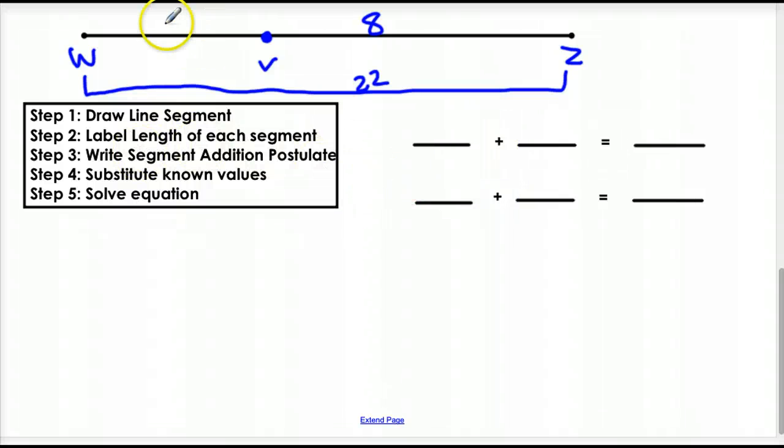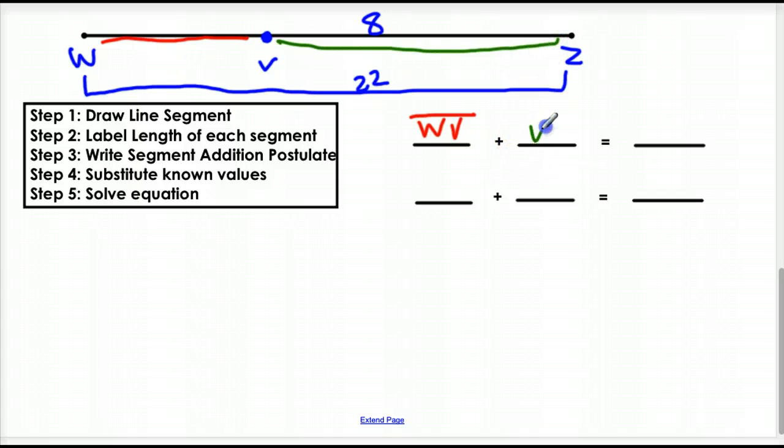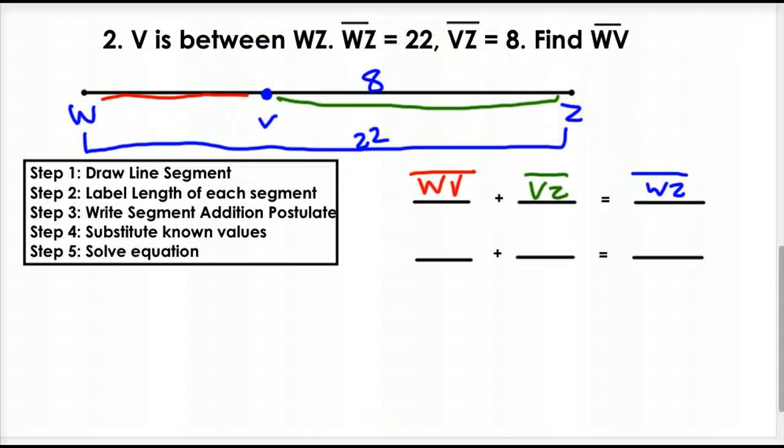So the segment addition postulate is just saying that this first segment, line segment WV, plus line segment VZ, that's this line segment, VZ, is equal to the whole thing, which is WZ. Now we're going to substitute the values that we know. So we know that WZ is 22. So let's fill that in. WZ is equal to 22. We know VZ is equal to 8. So let's put 8 in there.